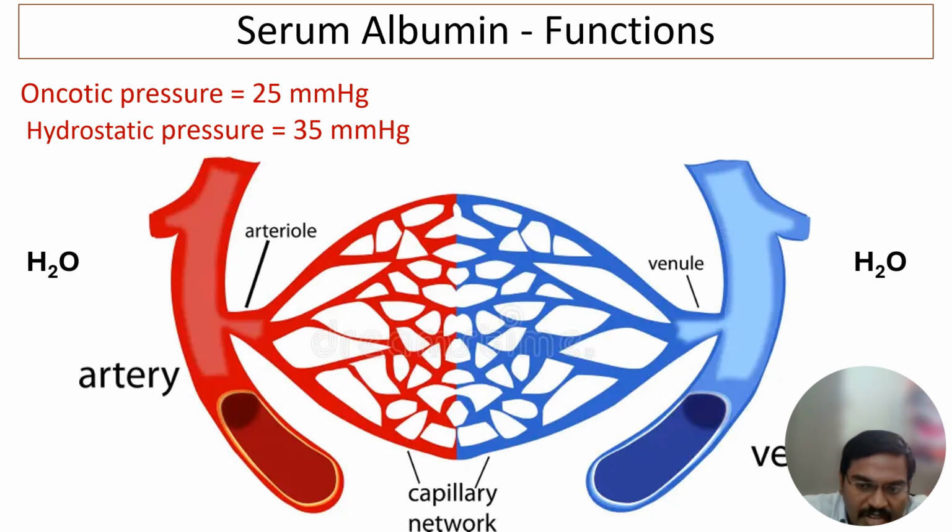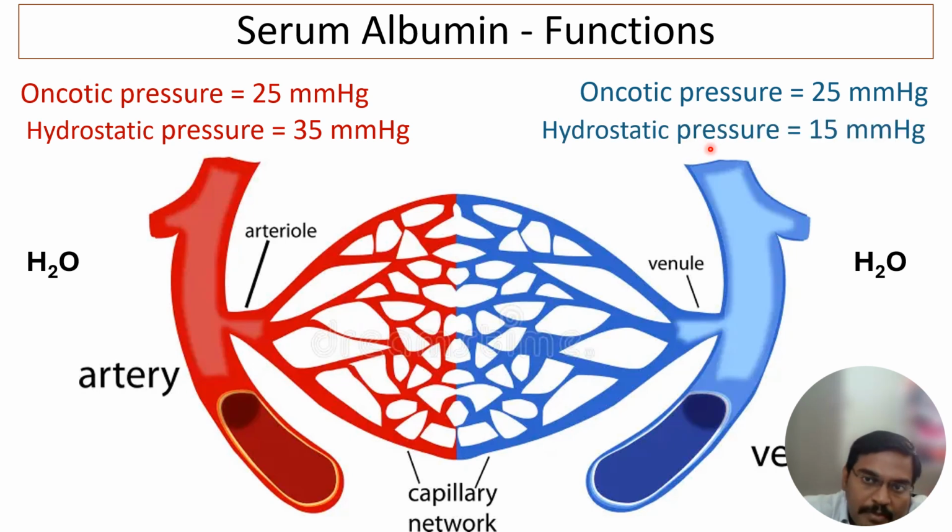Now coming to the venous side, the oncotic pressure is 25 mmHg and hydrostatic pressure is 15 mmHg. So in the venous side, the oncotic pressure is higher compared to the hydrostatic pressure. So what will happen if the oncotic pressure of the blood is higher? The water will be mobilized from the peripheral tissue into the blood. Since the oncotic pressure is higher, it is attracting the water. So water and the waste product from the peripheral tissue will be mobilized into the blood vessel, that is into the vein.